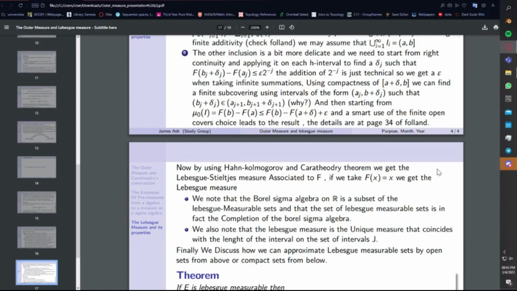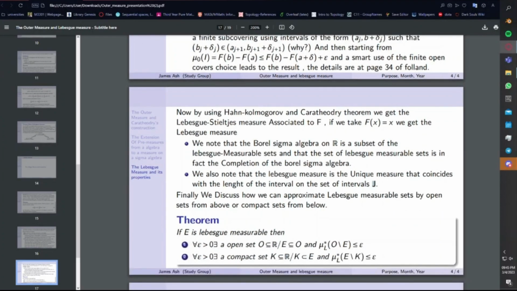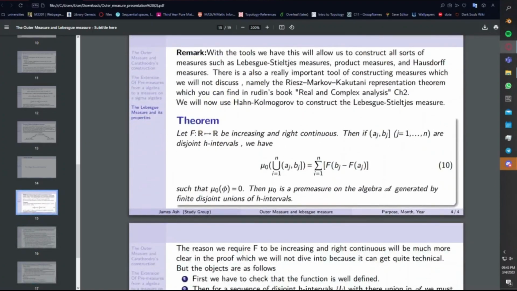I think, yeah, it should be. Is it? Can someone verify if this is sigma finite, which I think it is? Haven't thought of it myself.